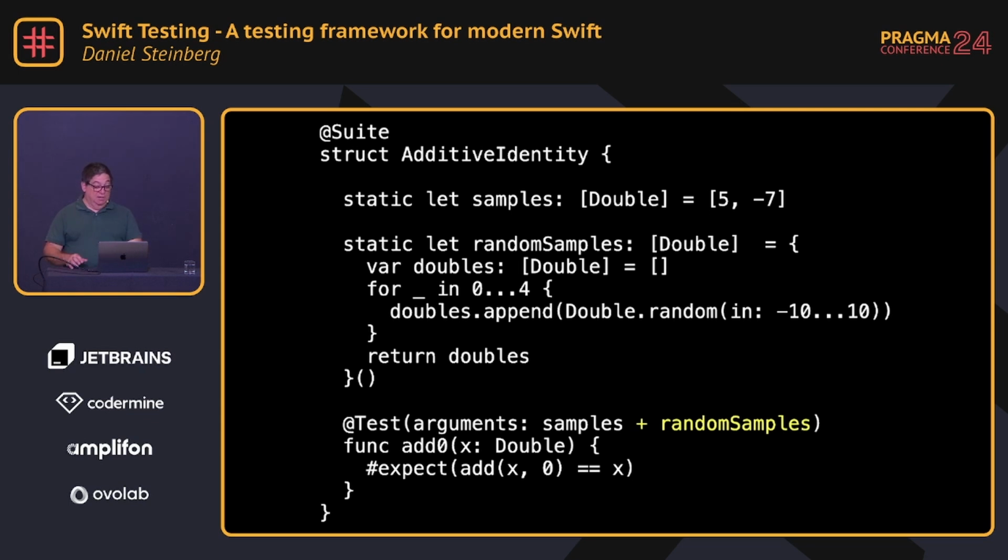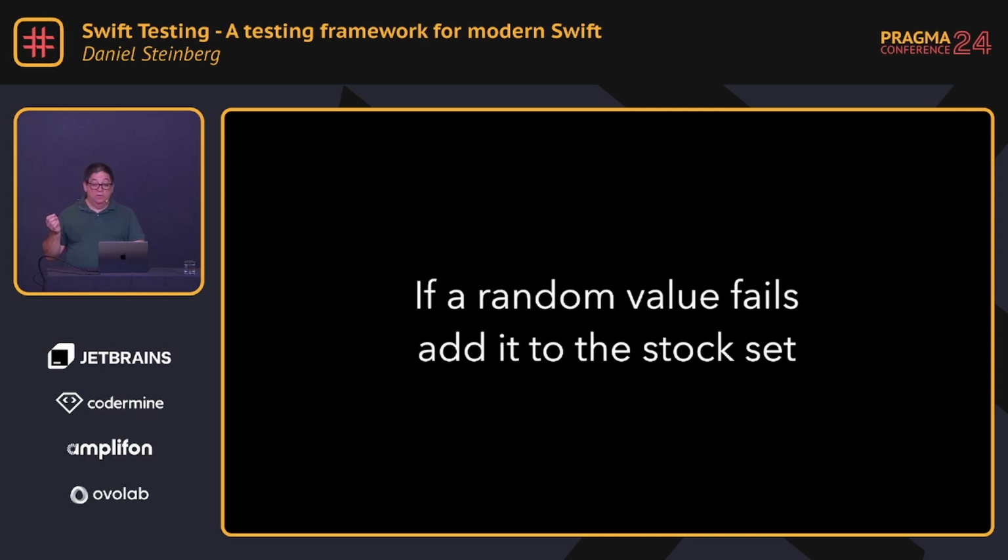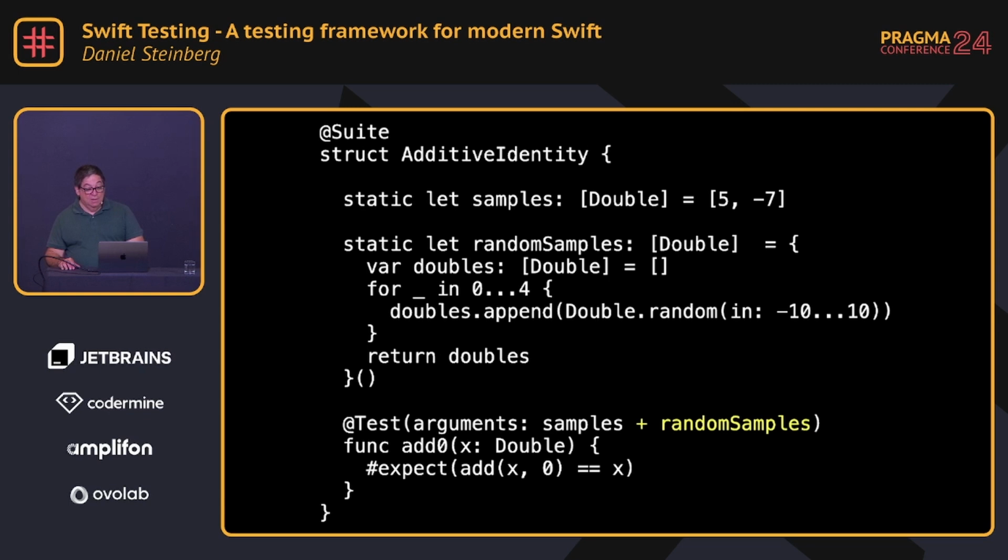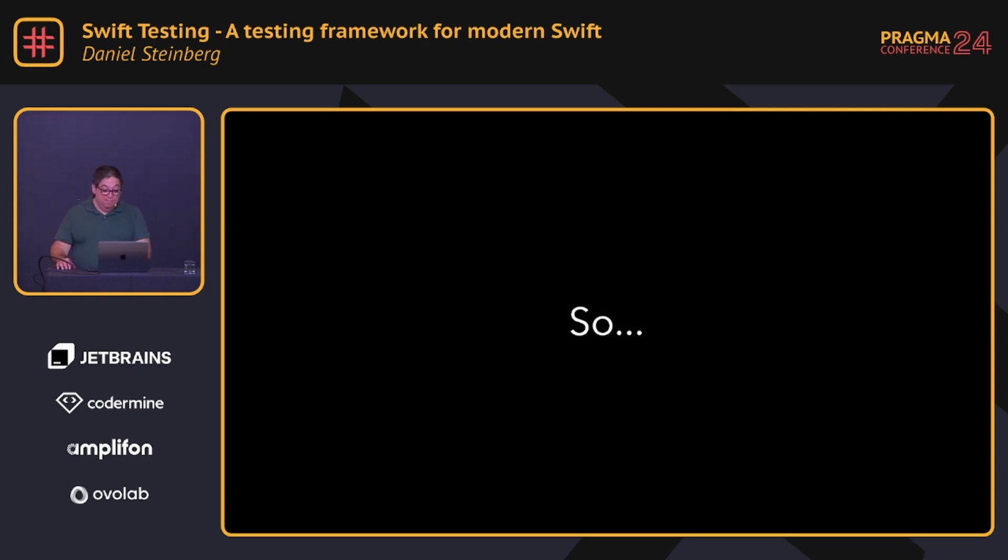What I like about this is inadvertently, by choosing some random ones to throw in there, you'll find one that fails, move that over to your stock set, so you're running that one every time till you fix it. And so random will sometimes find values that you didn't think of to test, and that's kind of nice. And so that's that. So that's my quick look through Swift testing.